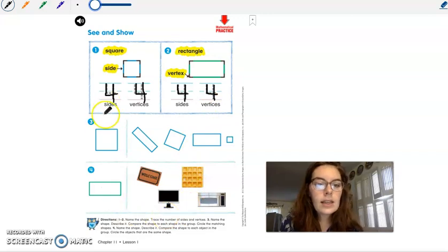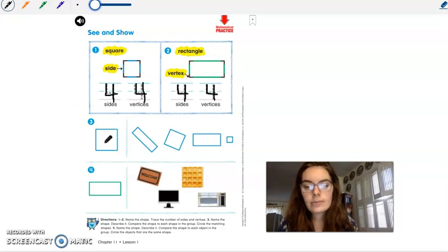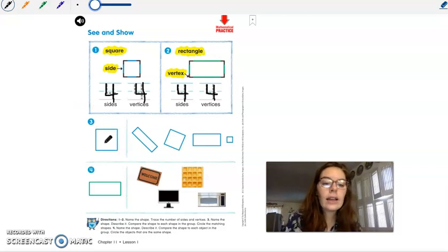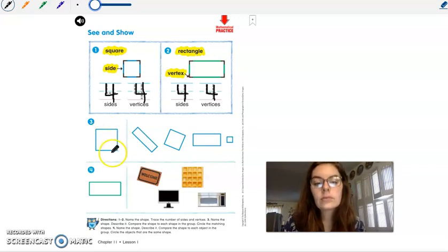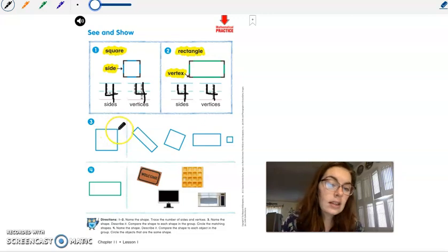Okay, let's look at number 3. We're going to name the shape, describe it, and then compare the shape to the other shapes. So what shape is this? Go ahead and say what shape you think it is. Yeah, it's a square. How many sides does it have? I want you to count. I'm not going to count. You're going to count, okay? Let's do it together now. 1, 2, 3, 4. All right, let's count the vertices, or how many vertex. 1, 2, 3, 4.